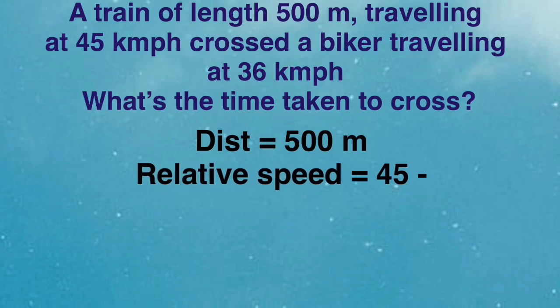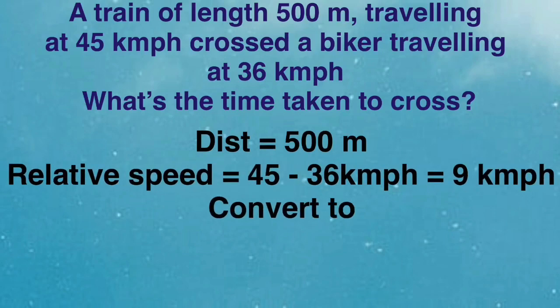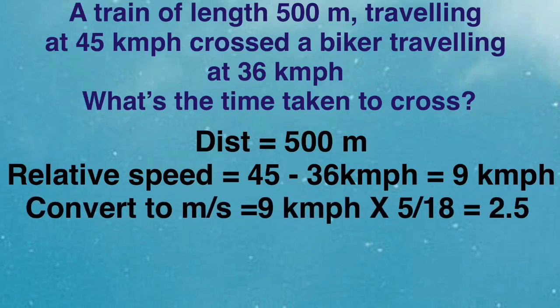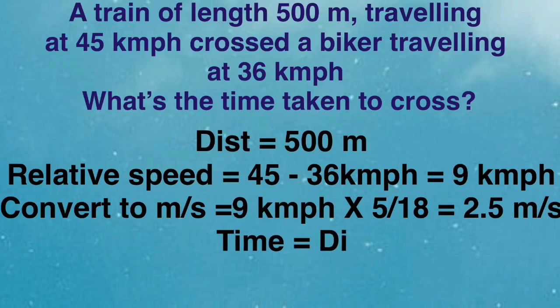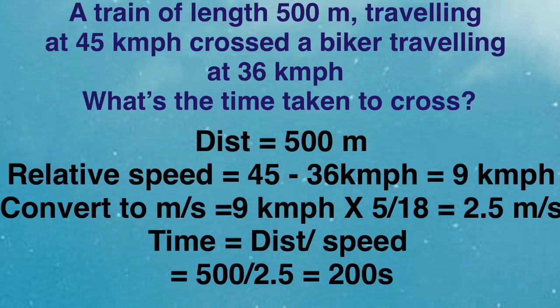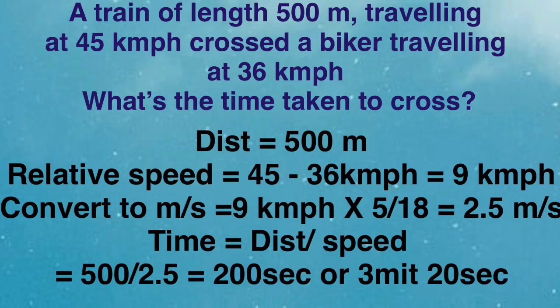Relative speed 45 minus 36 is 9 km per hour, converted to meters per second. So 9 km per hour into 5 by 18 is 2.5 meters per second. Time is distance by speed. So 500 by 2.5 is 200 seconds, or 3 minutes 20 seconds.